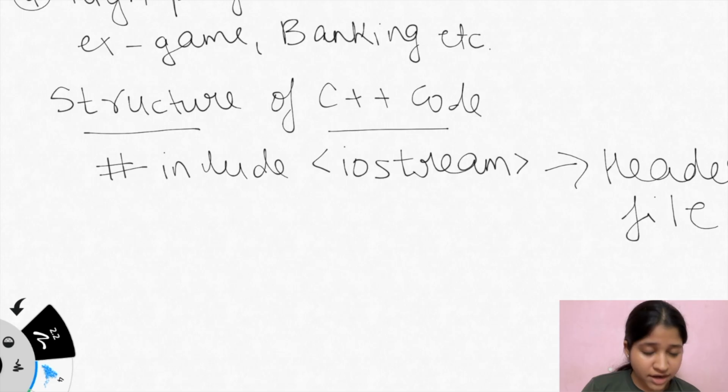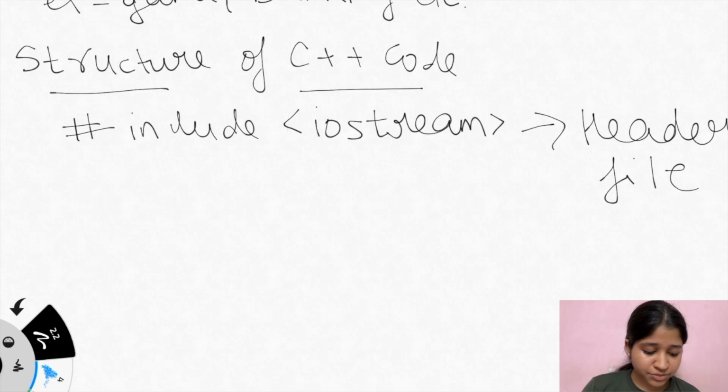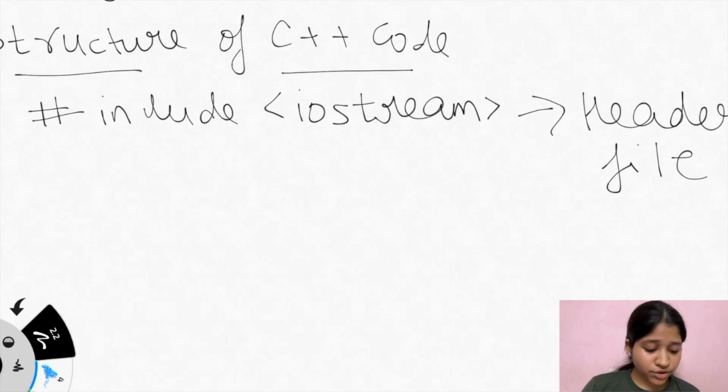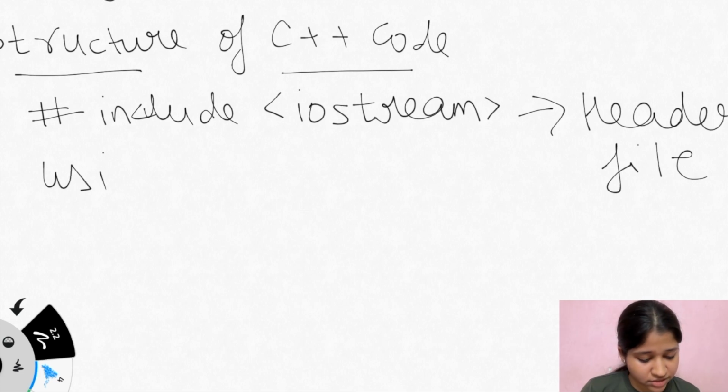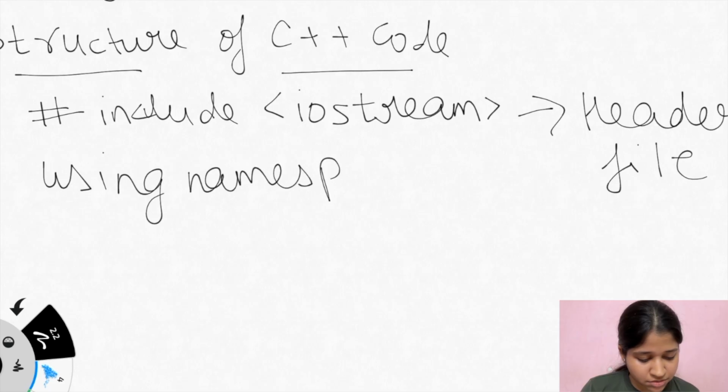Here I stands for input and O stands for output, so it is input output stream. We need to include it because we won't be able to display our output or take input from the user without this library. Then comes our namespace declaration, that is using namespace std.